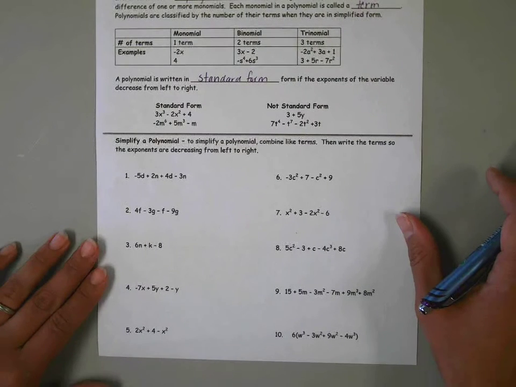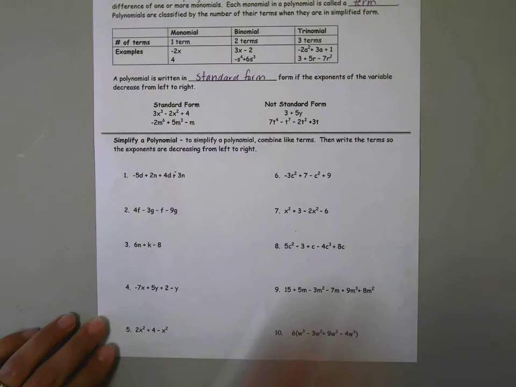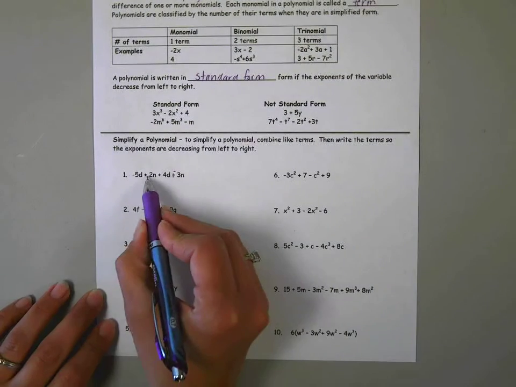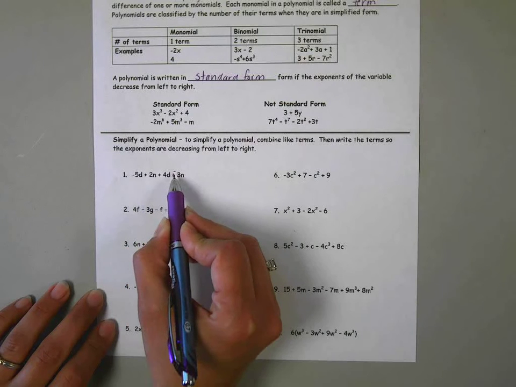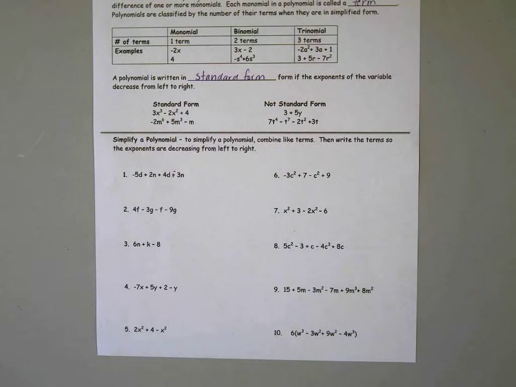Okay, we are going to simplify a polynomial. To simplify a polynomial, we're going to combine like terms. Then write the terms so the exponents are decreasing from left to right. So let's look at the first one. One thing that may make it easier when you are combining like terms is to go ahead and make all subtraction the additive inverse. So here we have plus, and that was a minus, but I did the additive inverse, and that just helps me remember that those minus signs are really negatives.